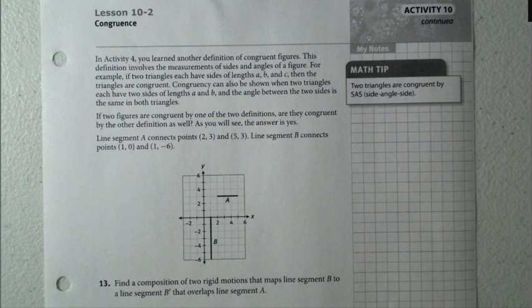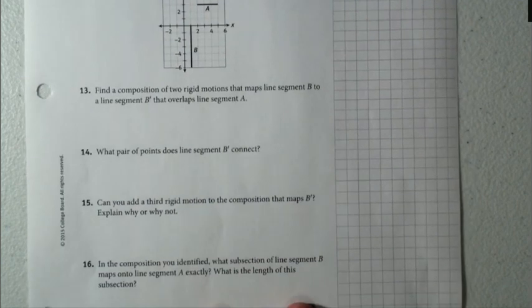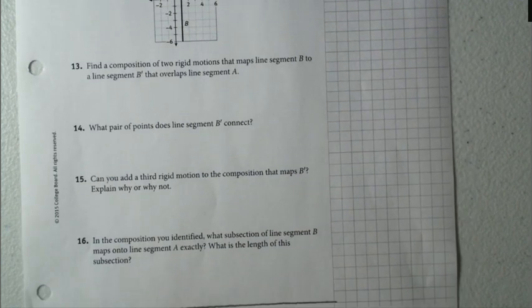Line segment A connects points (2, 3) and (5, 3). Line segment B connects points (1, 0) and (1, -6). Here in this section, we're going to do questions number 13 to 16.